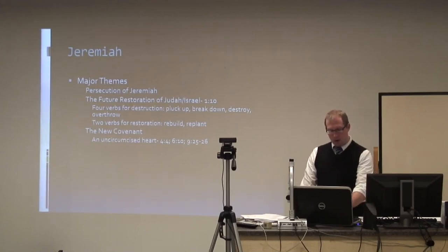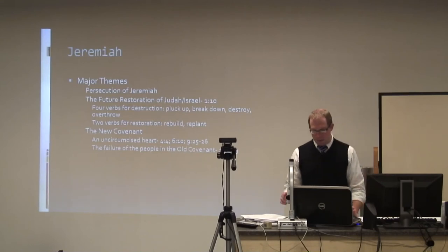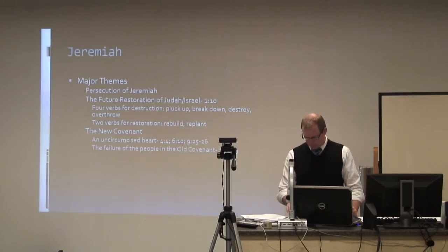We see that this comes about, or this is in part, because of the failure of the people in the old covenant. I'll leave you to read Jeremiah chapter 11, verses 1 to 13. But let me read part of this. Verse 2, hear the words of the covenant, and speak to the men of Judah, the inhabitants of Jerusalem, and say to them, thus says the Lord, the God of Israel, curse is the man who does not heed the words of this covenant, which I commanded to their forefathers in the day I brought them out of the land of Egypt. So you see, he's talking about the Mosaic covenant.